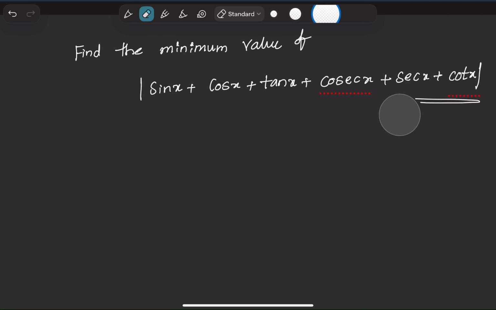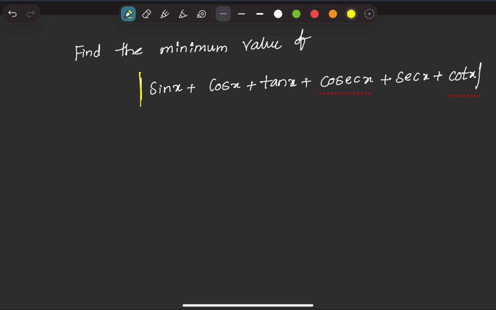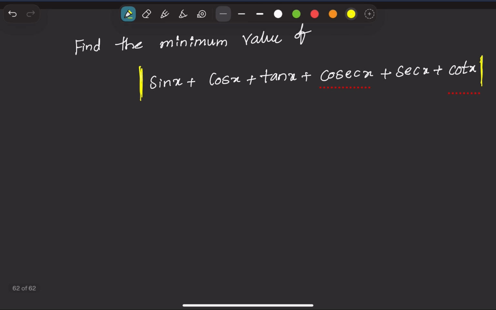All right. So the expression that you have is the summation of all 6 trigonometric ratios, and there is a mod over here. So the modulus of sin x plus cos x plus tan x plus cosecant x plus secant x plus cot x. So you have to find the minimum value of this particular expression. So let us go and solve this question.